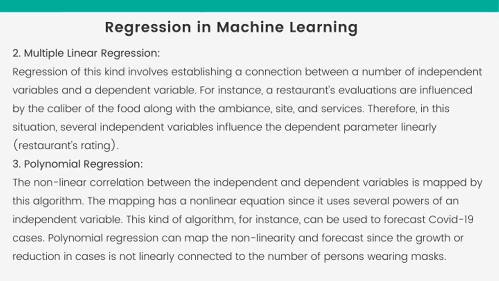3. Polynomial regression. The nonlinear correlation between the independent and dependent variables is mapped by this algorithm. The mapping has a nonlinear equation since it uses several powers of an independent variable. This kind of algorithm, for instance, can be used to forecast COVID-19 cases. Polynomial regression can map the nonlinearity and forecast since the growth or reduction in cases is not linearly connected to the number of persons wearing masks.